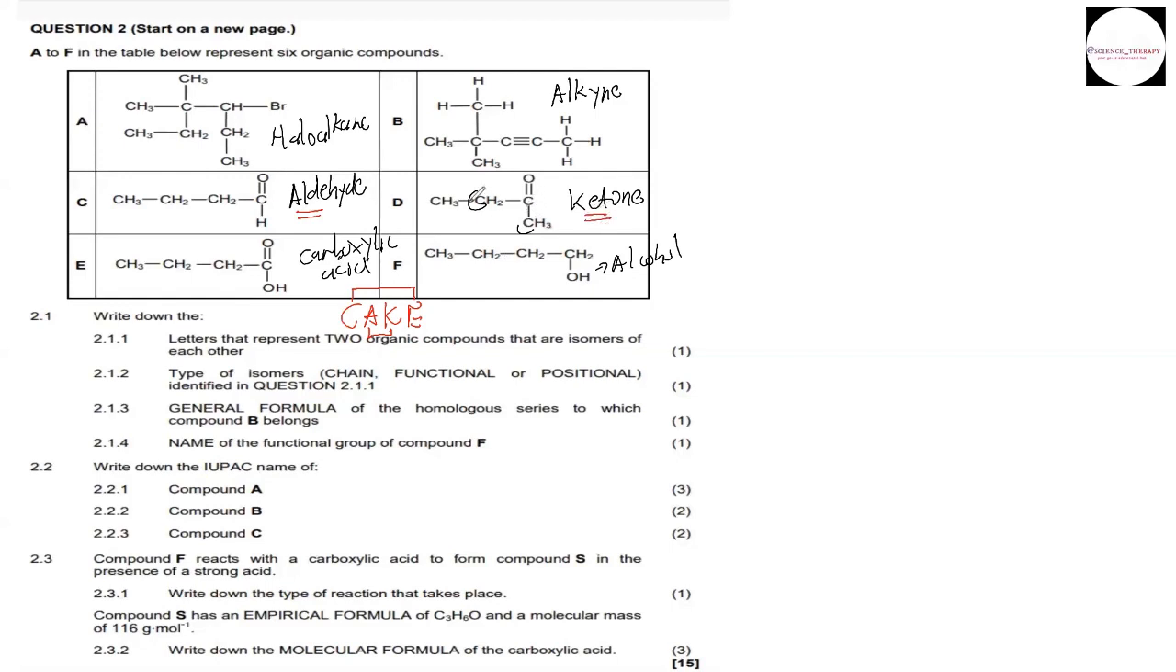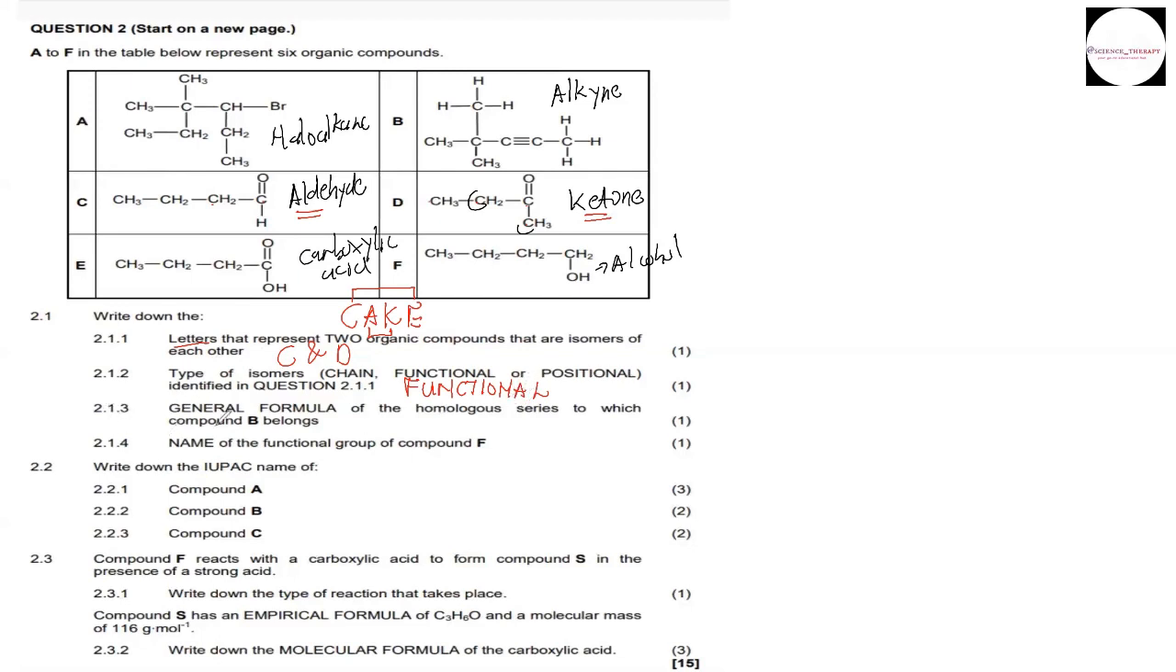Look, 1, 2, 3, 4. Also here, how many carbon atoms? 1, 2, 3, 4. So we already know that the molecular formula will be the same. And then these are functional isomers. So we are supposed to indicate the letters, so that's C and D. Now in 2.1.2, they're asking type of isomers, chain, functional, or positional. We already know it's functional, right? Because they belong in different homologous series, but they have the same molecular formula and different functional groups.